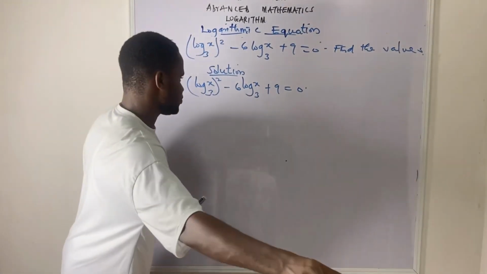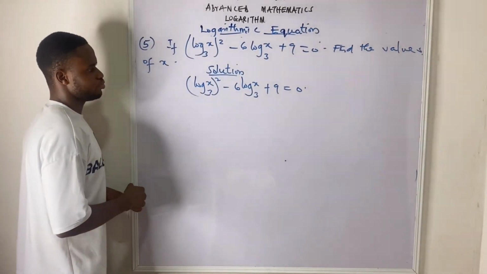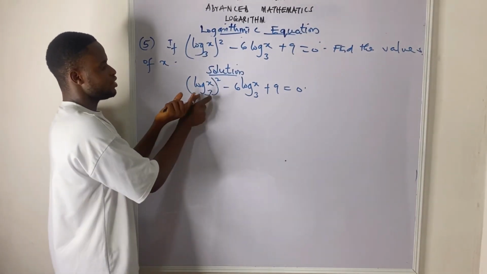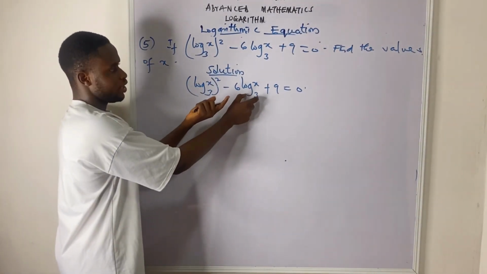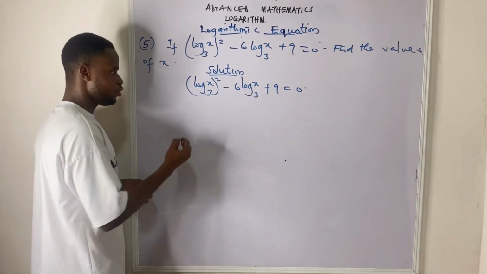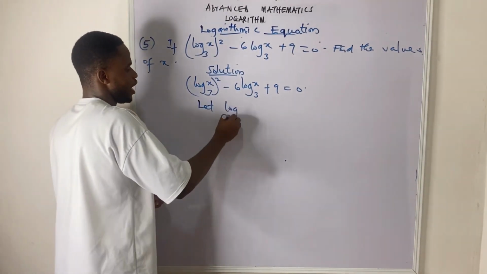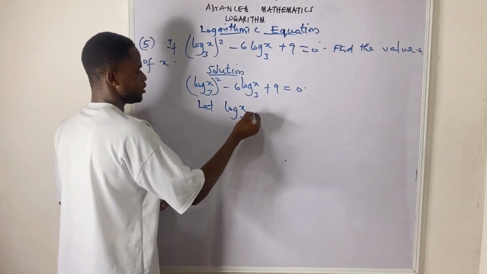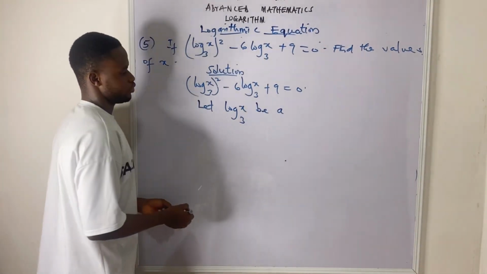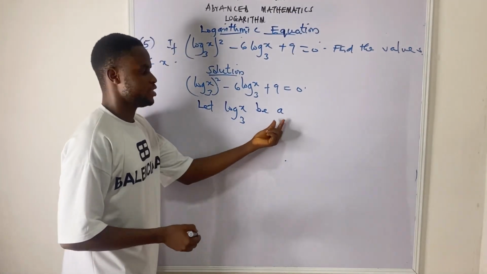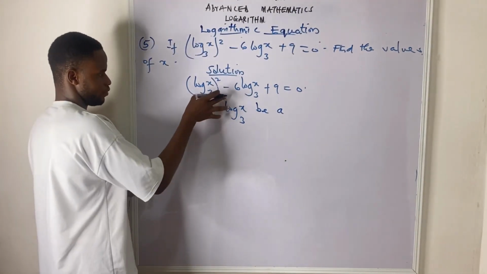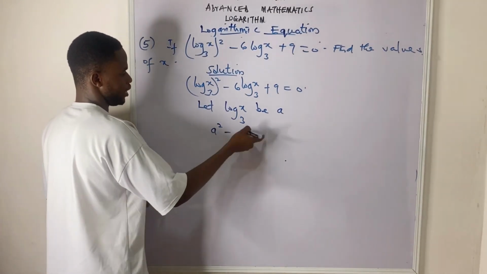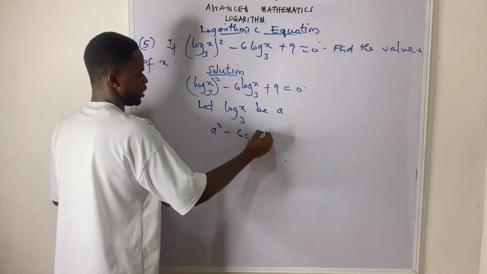Now how do you go by this? It's very simple. You realize that since this one is squared, and we are still having this similar logarithm in another term from the given equation, let log s base 3 be any letter. Let's say a. Whenever you see log s base 3, represent it with a. So from here we can see that this will become a to the power of 2 minus 6a plus 9 equals 0.